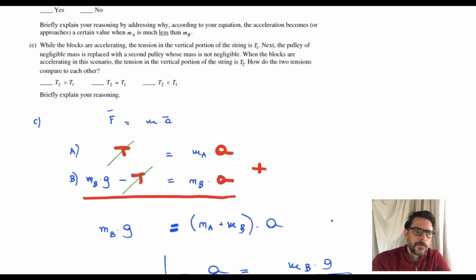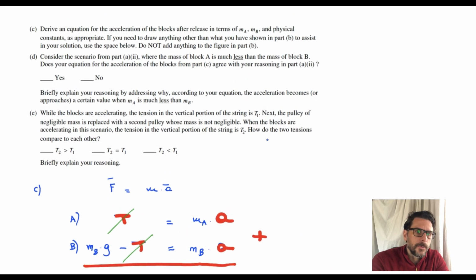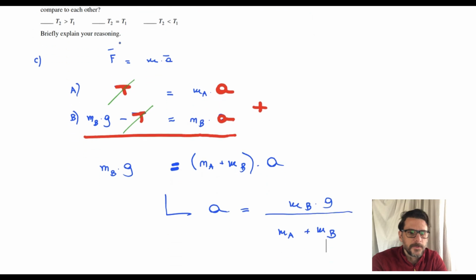That's it. Let's read it once more. What are we asked to find? Derive an equation for the acceleration of the blocks after release in terms of mass of A, mass of B, and physical constants as appropriate. This is what we did in here. So this is our final answer. This is an equation for the acceleration.